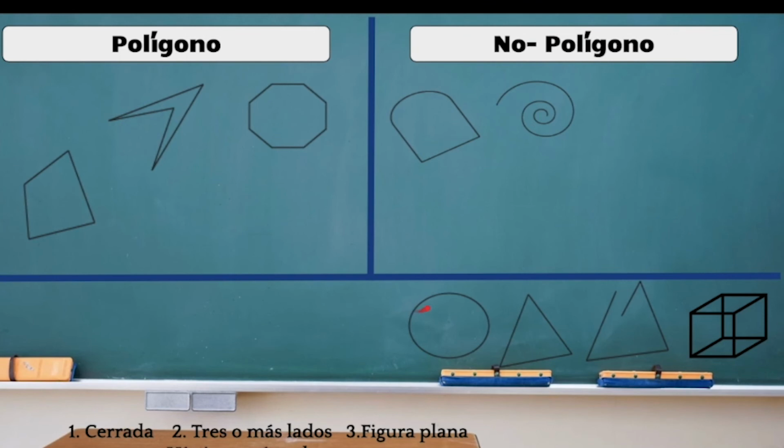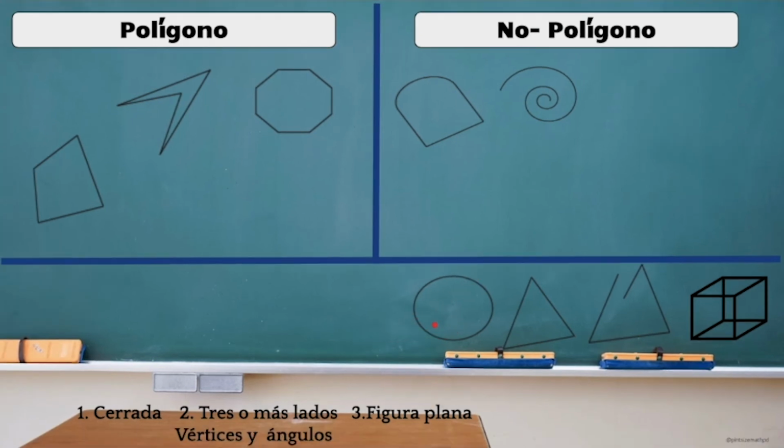Vamos a ver ahora este de aquí, el círculo. Bueno, mucha gente se puede confundir porque el círculo es una figura plana, pero tenemos un problema, que no tiene lados ni vértices, pero sí está cerrada. Así que ¿ustedes qué opinan? Sí, yo creo que sí, es un no polígono.